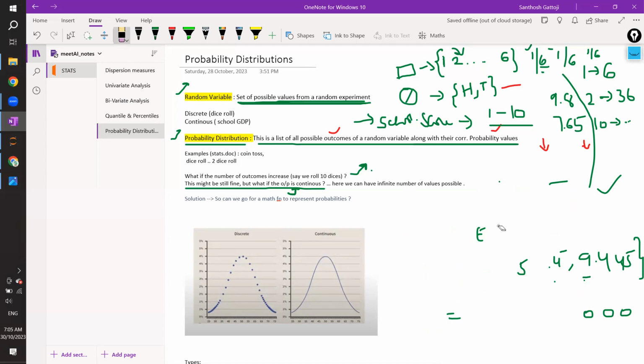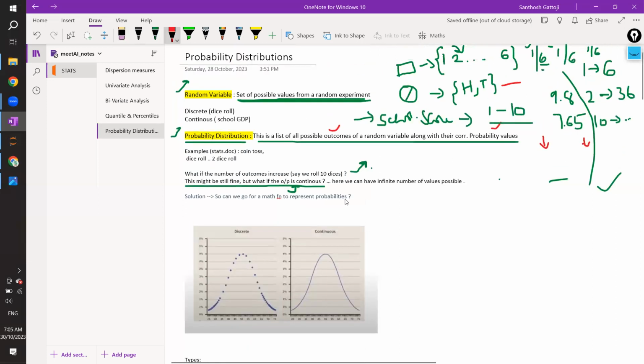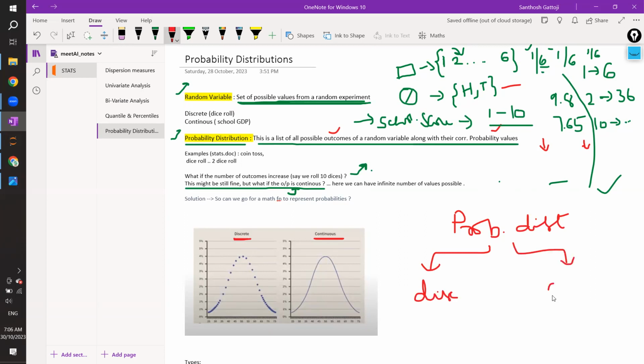Now the point we need to understand here is, since we understood random variables and probability distribution, we have two types of probability distributions, guys. One is for discrete values, and one is for continuous values.